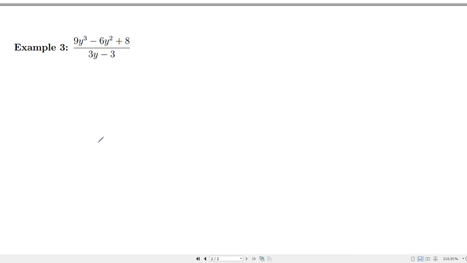For our last example, let's divide this cubic by this linear polynomial here. So 3y minus 3 divided by... Okay, now notice that the terms are in descending order, right? So 9y cubed minus 6y squared. But you know what? I'm going to leave a little bit of space because you notice that the y term has a coefficient of 0.